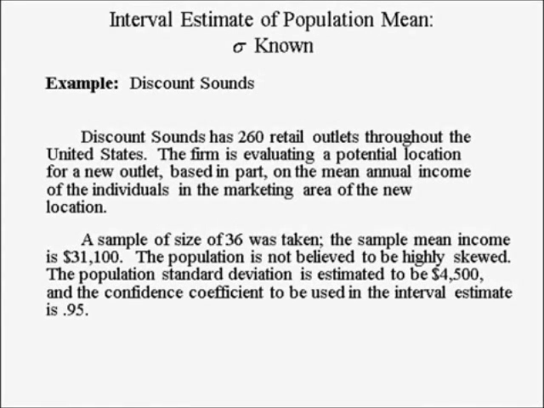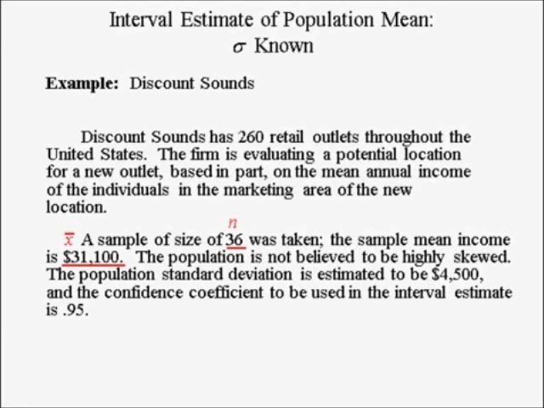Discount Sounds has 260 retail outlets throughout the United States. The firm is evaluating potential locations for a new outlet, based in part on the mean annual income of the individuals in the marketing area of the new location. A sample size of 36 was taken. The sample mean income is $31,100.